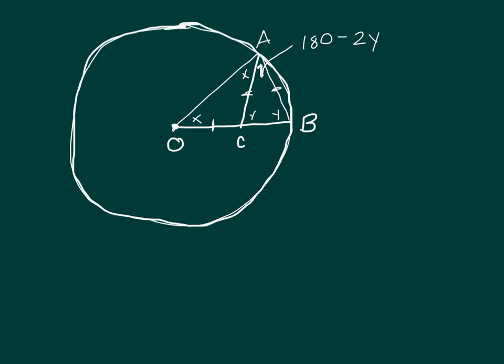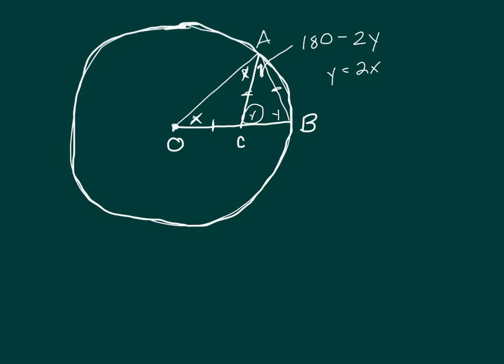And the other thing I know is that y, that angle right there, equals 2x. Since these two are equal, this outside angle will equal x plus x, which is 2x.